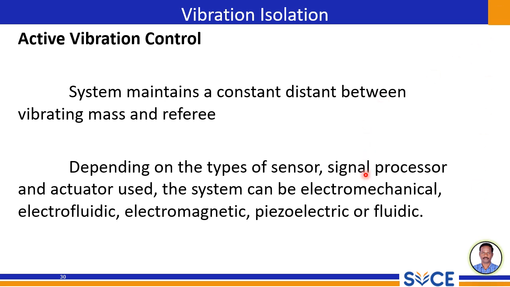It refers to the reference point or frame of reference that the system uses to determine the desired position of the vibrating mass. It could be a fixed point in space, a desired equilibrium position, or even a moving reference point depending on the application. So, depending on the type of sensor, signal processor, and actuator used, the system can be electromechanical, electrofluidic, electromagnetic, piezoelectric, or simply fluidic. This highlights the versatility of active vibration control systems; the specific components used determine the type of system and its performance characteristics.